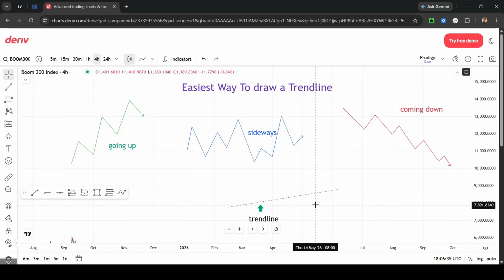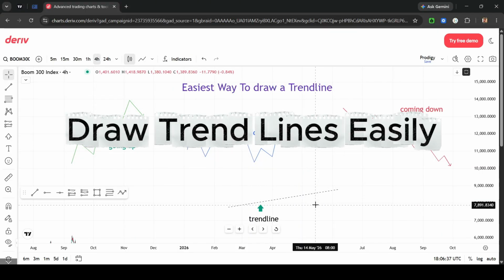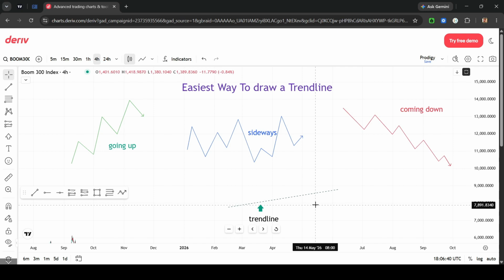Hi guys, so today we're going to talk about trend lines, when to use them, how to use them, and then the easiest way to draw them and to identify them. So we all know the market goes in three directions. It's either going up, coming down, or going sideways.